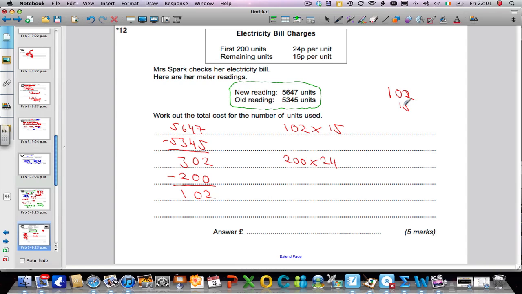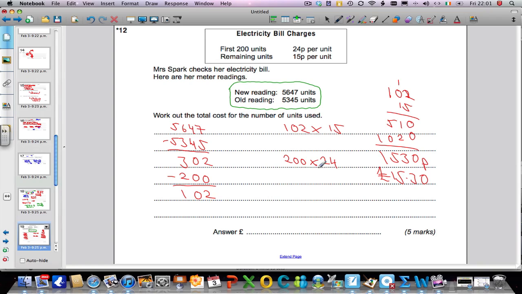102 times 15. 5 times 2 is 10, put down the 0, carry 1. 5 times 1 is 5, plus 1 is 6. Add them up, we get 1530. Now, just be careful. That was in pence, which means it must be £15.30. So that was the 102 units.